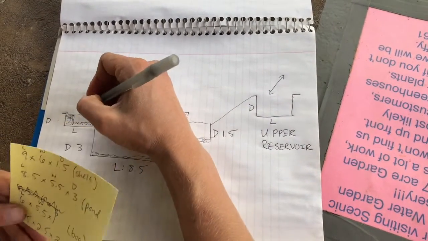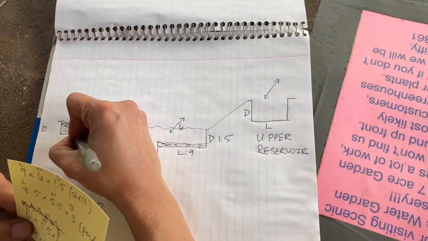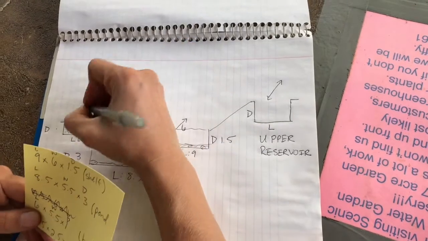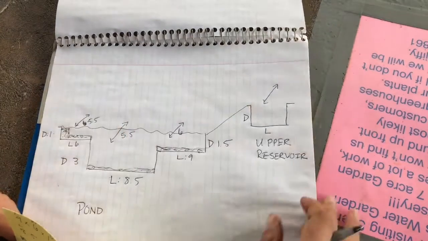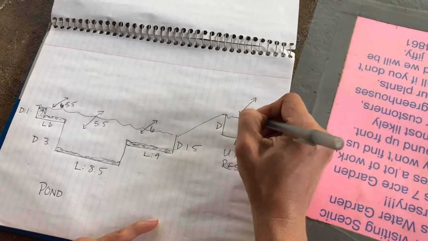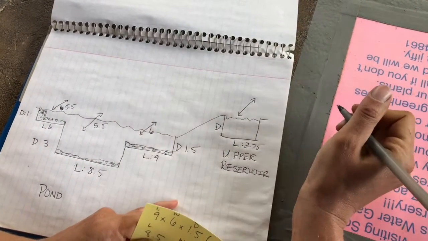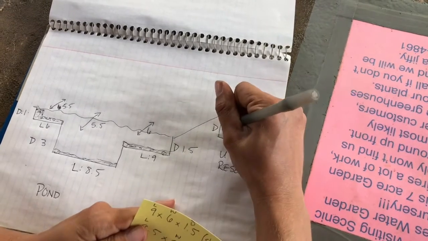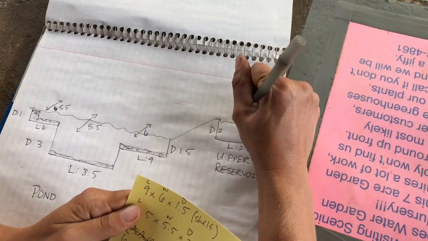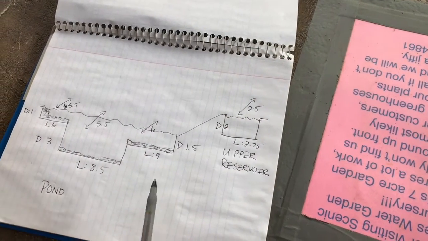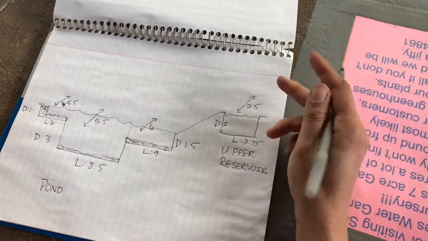Then this area over here we had 6 foot in length, the width was 5.5, and the depth was 1 foot. Then the upper reservoir, can't forget the upper reservoir. We had 2.75, the depth was 2 feet, and the width was 2.5. So next, we're going to add these up as individual pools, and then add them together.